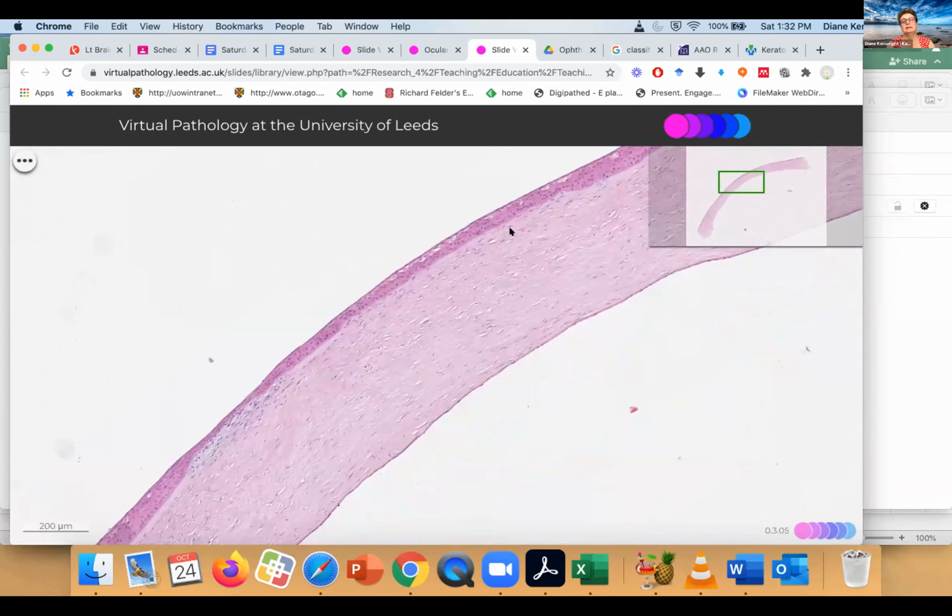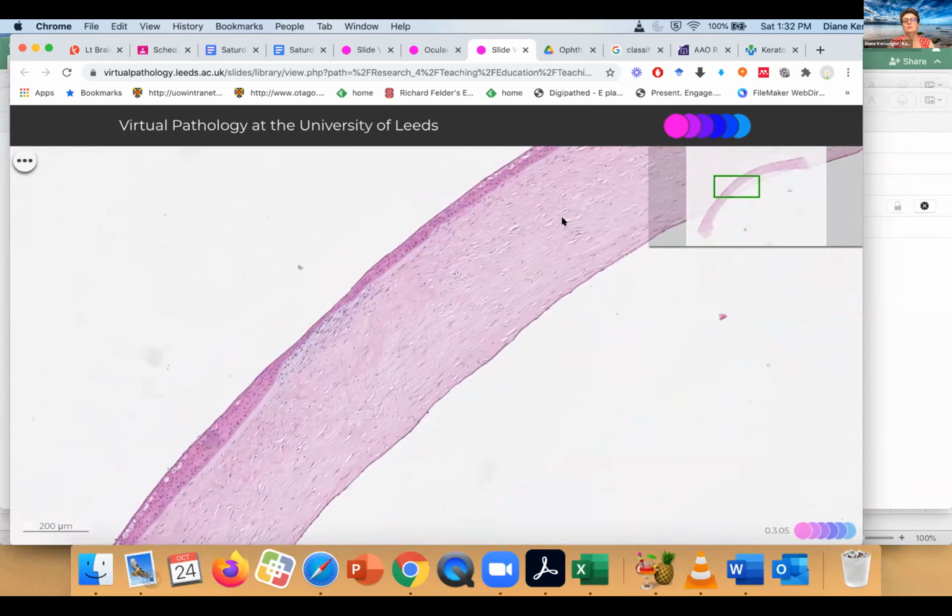So knowing that I'm seeing deep stromal scarring, team, what is the differential diagnosis that you would generate? Herpes. Herpes, yep. Keratoconus. Yep.